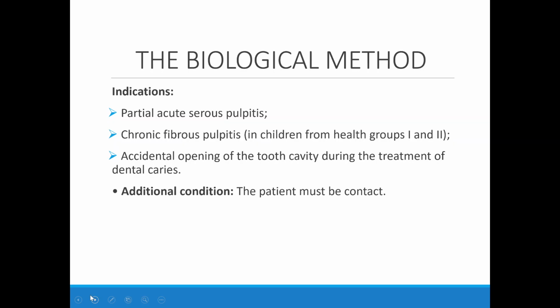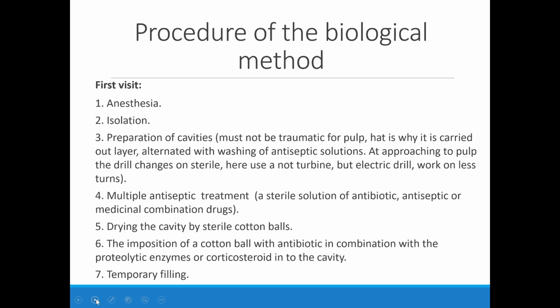What are the procedures of the biological method? The first visit, we perform anesthesia, isolation, preparation of the cavity, then multiple antiseptic treatment, a sterile solution of antibiotics, antiseptics, or a medical combination of drugs. Drying the cavity with sterile cotton balls. The imposition of a cotton ball with antibiotics in combination with proteolytic enzymes or corticosteroid into the cavity, and temporary filling. The second visit in 1-2 days.